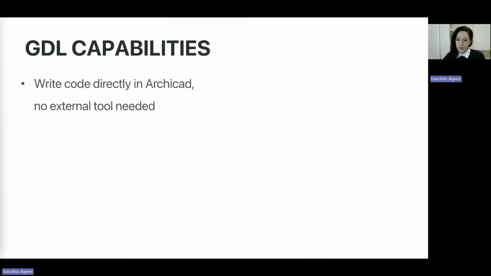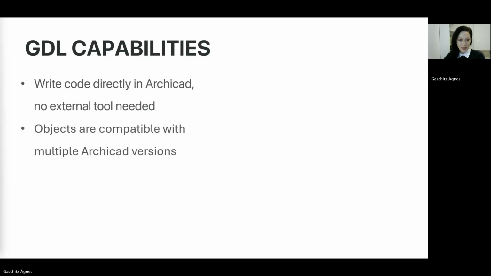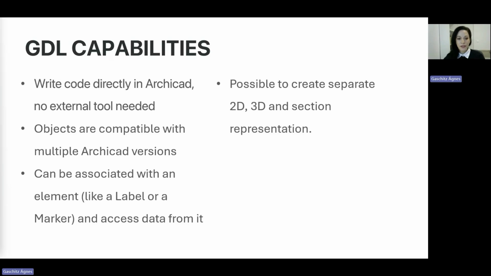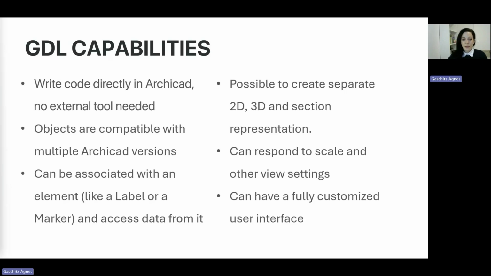The first one, the most important one, is you can write your code directly in Archicad, so no external tool needed. The second one is objects are compatible with multiple Archicad versions, which is awesome. It can be associated with an element like a label or a marker. It is also possible to create separate 2D and 3D representations. It can respond to scale and other view settings and can have a fully customized user interface, among many other capabilities as well.